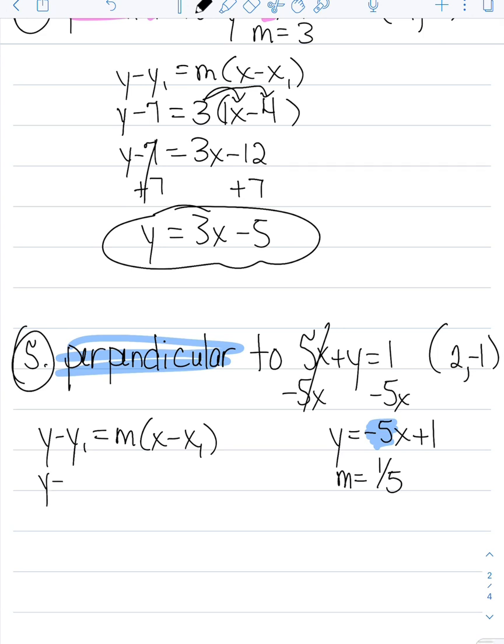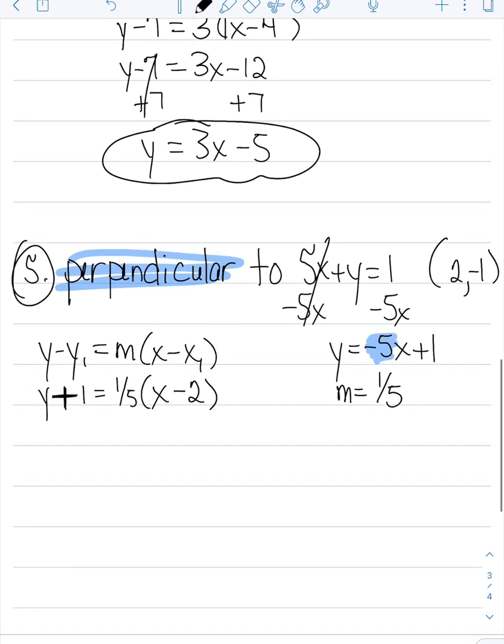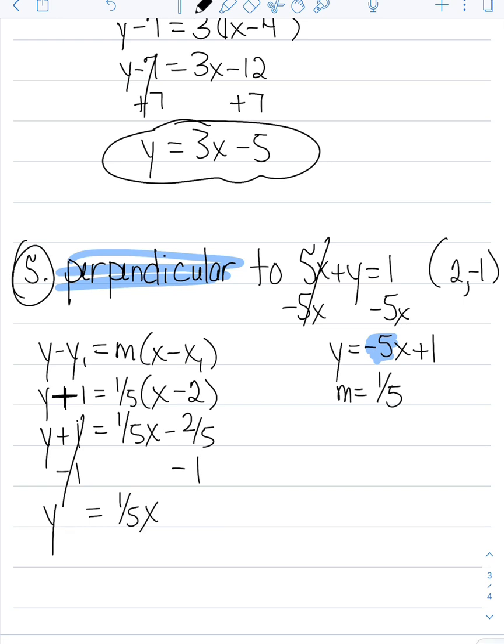So y minus, my y in the point is negative 1, which becomes y plus 1, two negatives make a positive, equals, my slope is 1/5 times x minus 2 is my x. And again, let's go ahead and solve this for y and get it into slope-intercept form. So y plus 1 equals 1/5 x minus 2/5. And I'm going to subtract 1 from both sides. So I end up with y equals 1/5 x.